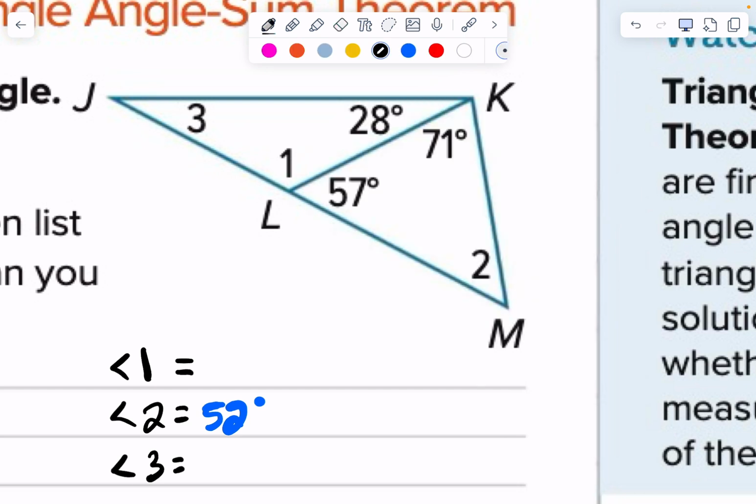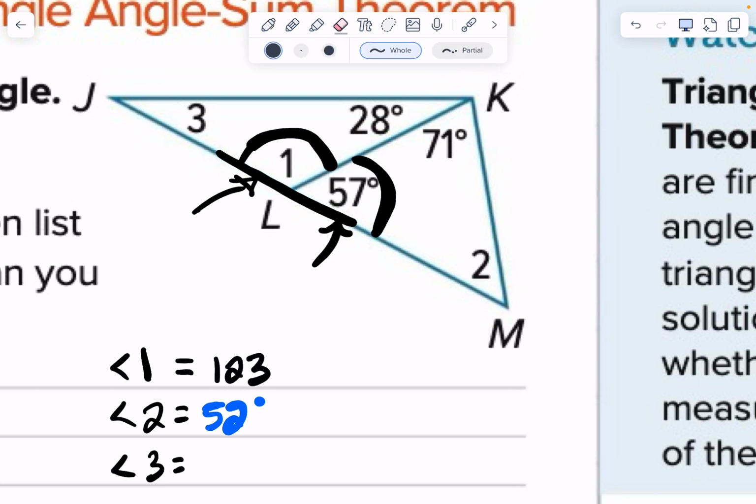Okay, now I could have solved angle 1 first. How do I find angle 1? Well, 57. Okay, this right here is a straight line. Yeah? Okay, a straight line makes 180. So that means this angle here and this angle here have to add up to be 180 because it's a straight line, right? If this is 57 already, then this one has to be 123. So angle 1 is 123.